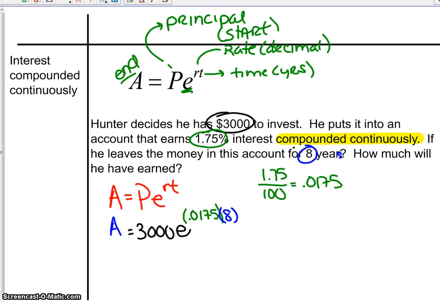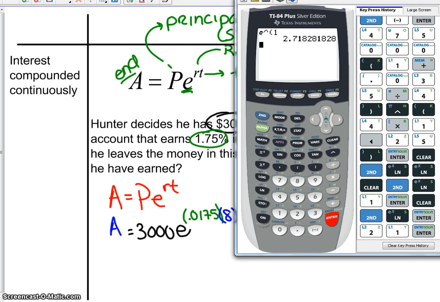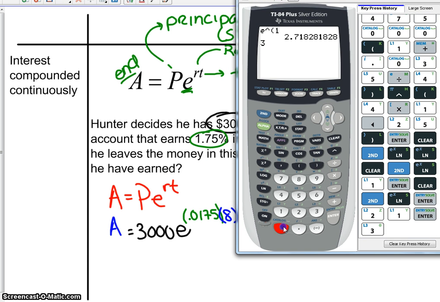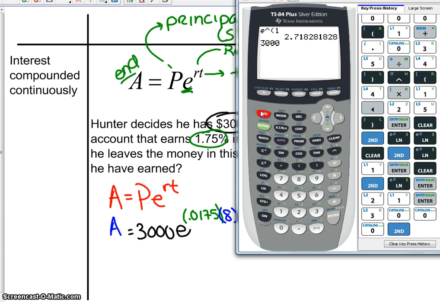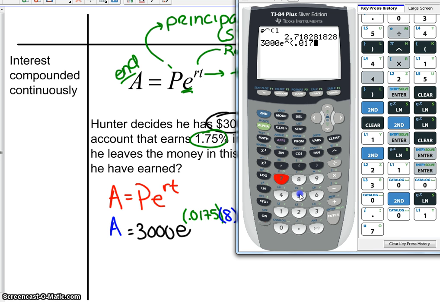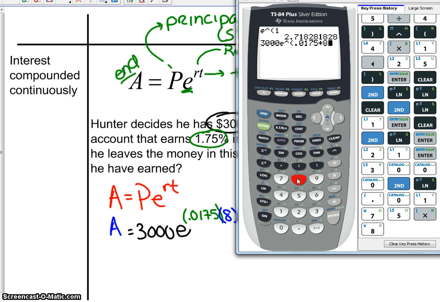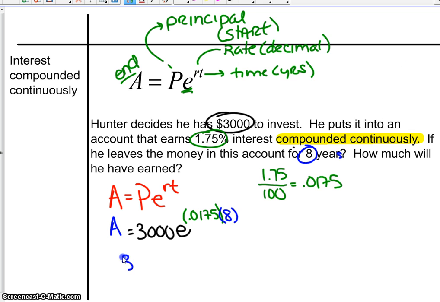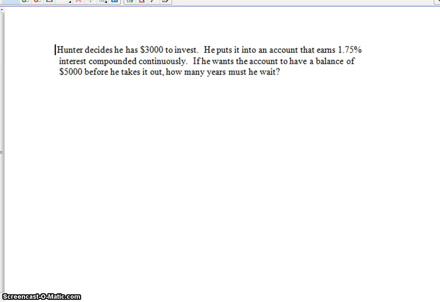This is very easy to type into your calculator. We've got 3,000, I need to bring up that e, and the nice thing is the parentheses are already there, so I can just type in 0.0175 times 8, and done. So $3,450.82, because dealing with money, we want to go to 2 decimal places. In those 8 years, he makes about $450 on that.